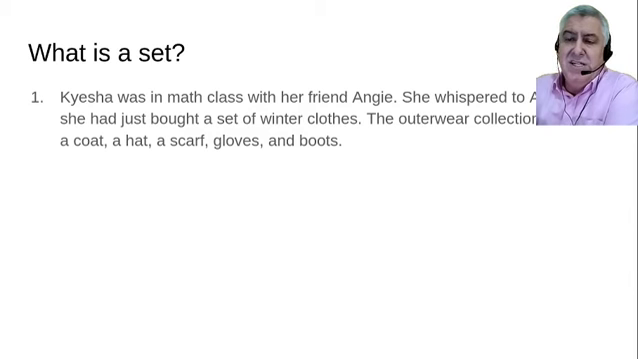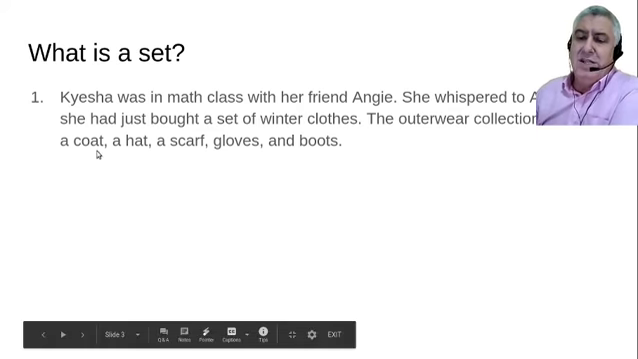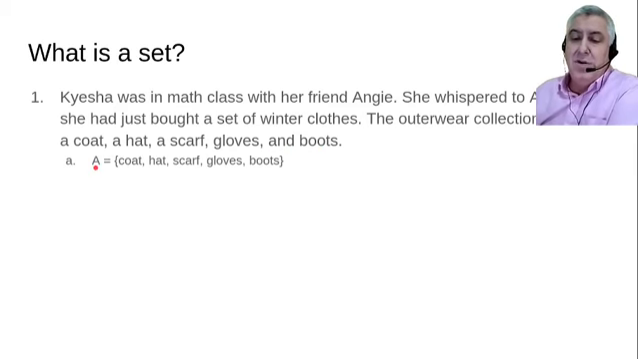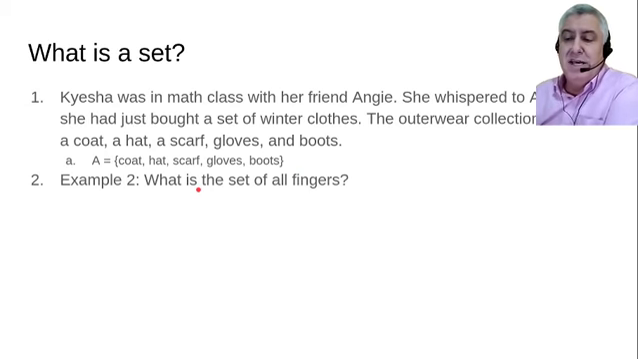She whispered to Angie that she had just bought a set of winter clothes. The outerwear collection includes a coat, a hat, a scarf, gloves, and boots. So the question is, what is the set of winter clothes? It's listed right there on the bottom. Let me turn on my pointer here. A coat, a hat, scarf, gloves, and boots. So if we write it, we're going to write a capital letter, equals, braces, coat, hat, scarf, gloves, boots, and close the braces.